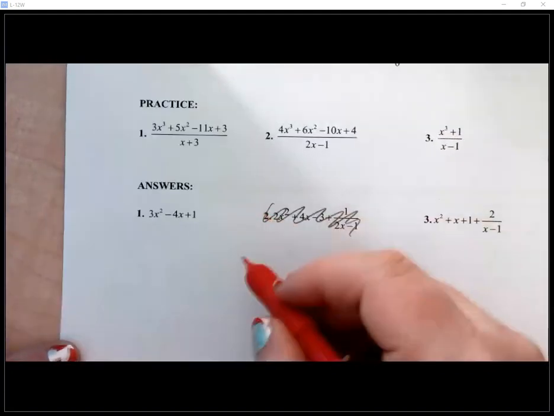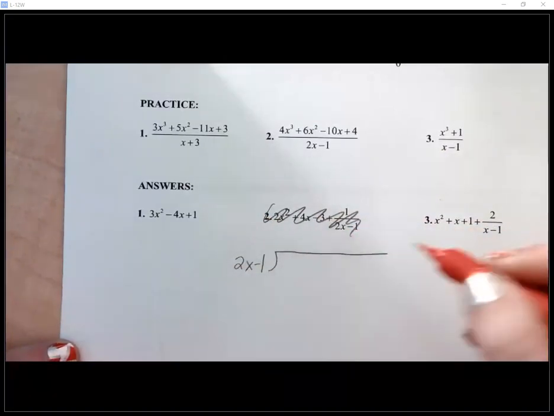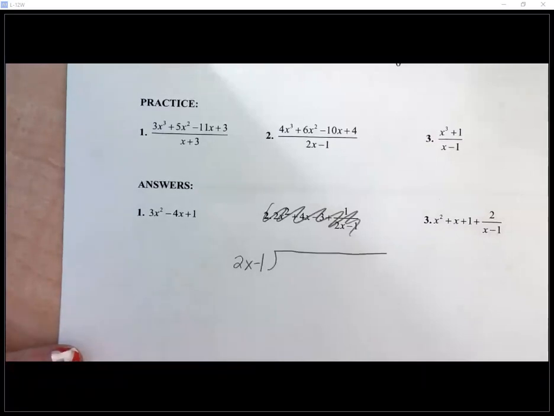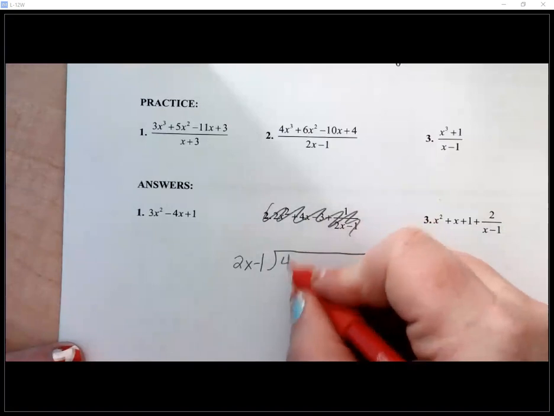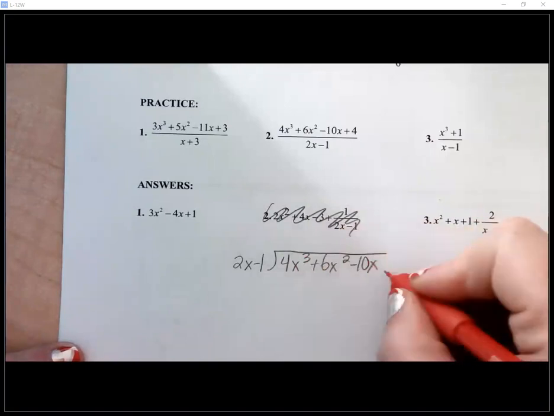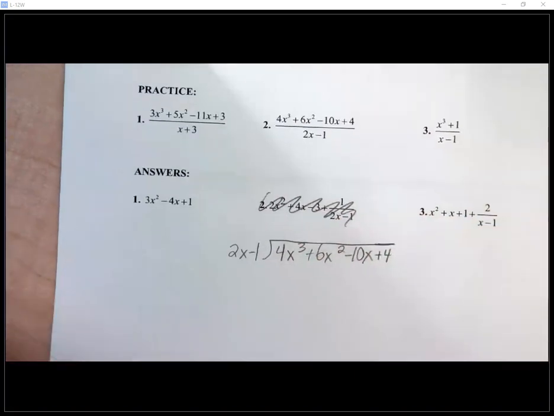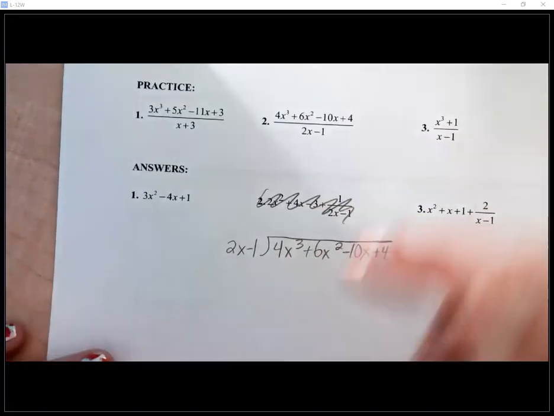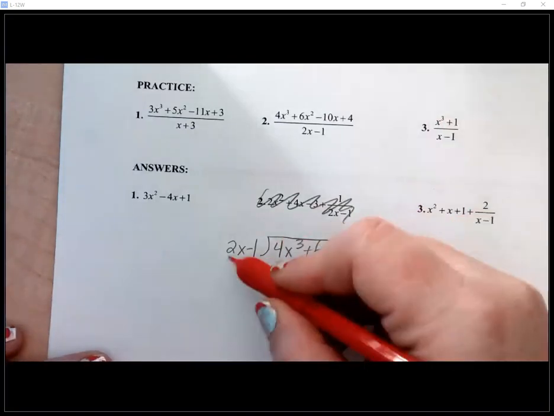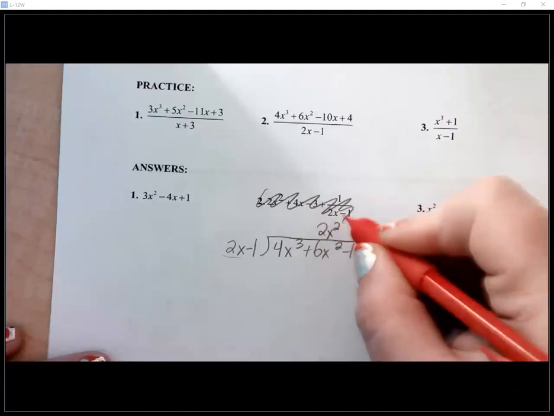I need to have 2x minus 1 on the outside and then the polynomial on the inside. Before we write it, are we going to need any 0 placeholders with this one? No, I have 3, 2, 1, none. So that's exactly what I want. You go ahead, you try it. This one, as we know, is going to come out with a remainder, so get as far as you can, and I'll show you how to handle the remainder. Make sure you keep everything in the right columns.